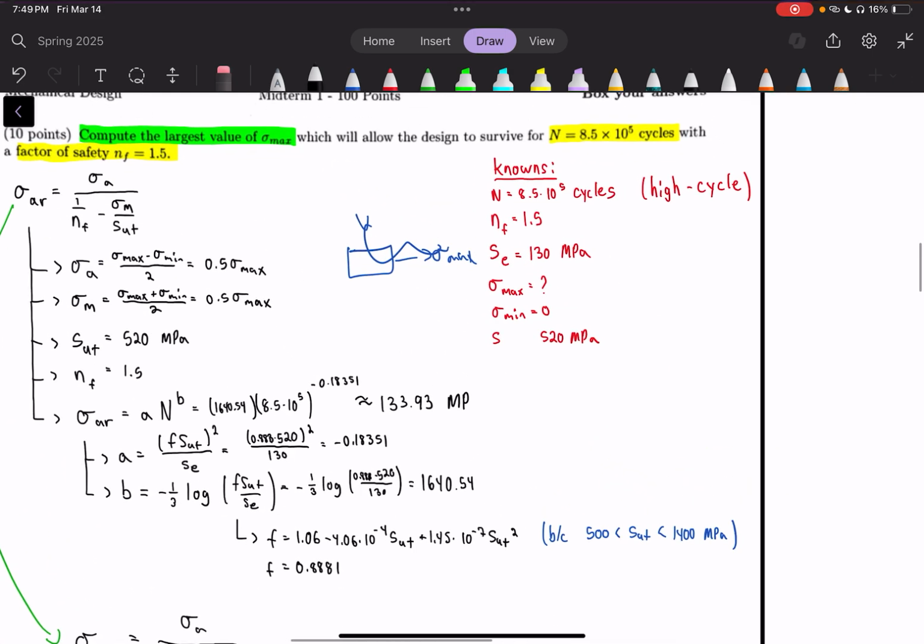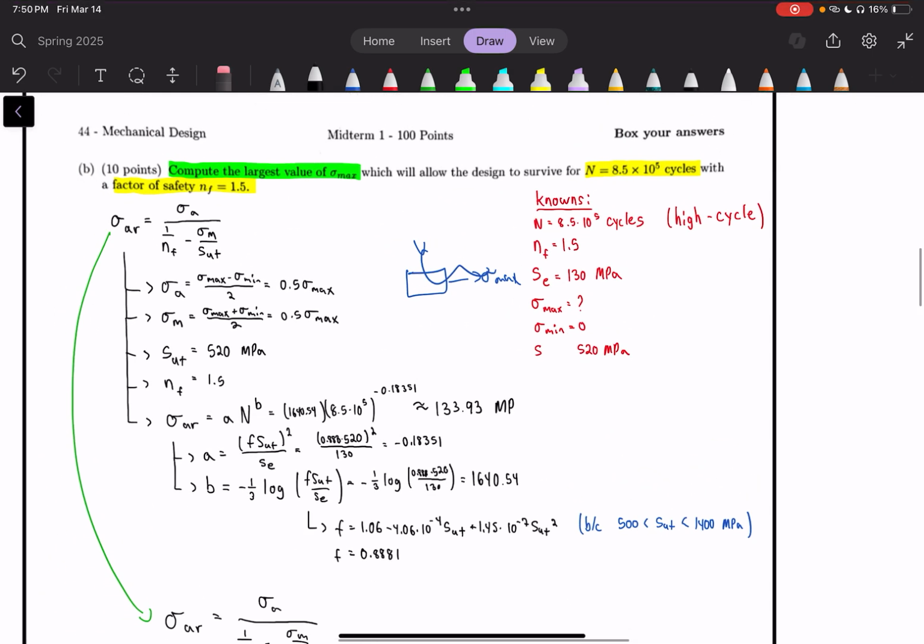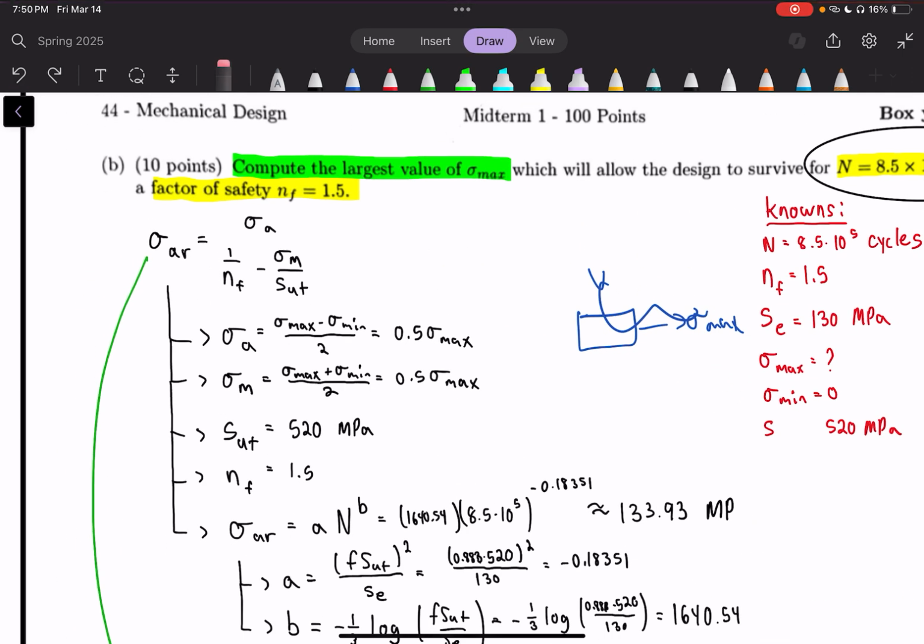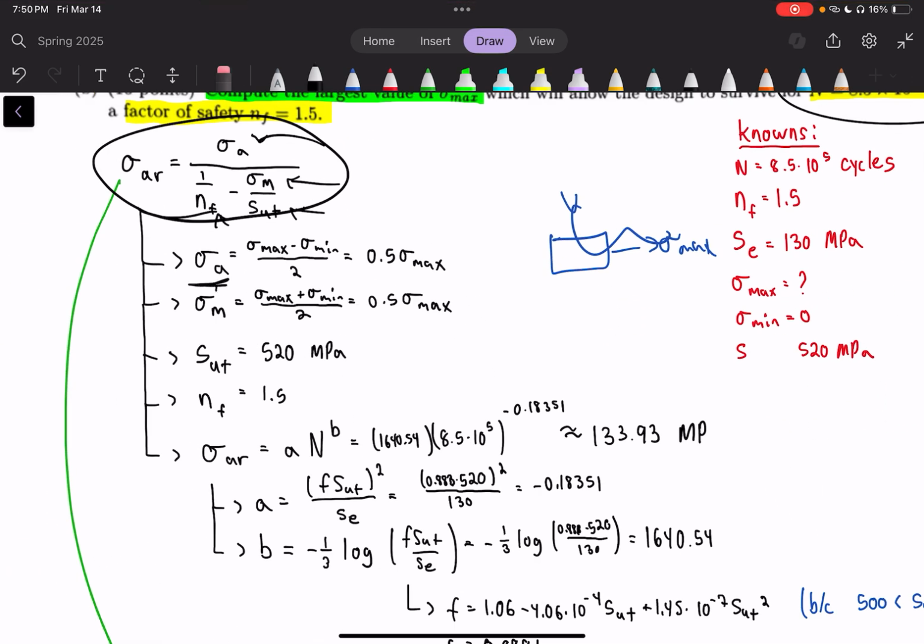Going into part B for that same problem, we're trying to find the largest value of that max at that many cycles with a factor of safety of 1.5. To do this, we're going to need this equation here for the alternating. We're going to be using the alternating stress, the midline stress, and the ultimate stress, and then we're also going to have that factor of safety. To find the alternating, it's going to be max minus min, which gives us this relation here, keeping that value. Same thing with the mid, it's going to be plus this time, and that's how we get that value there.